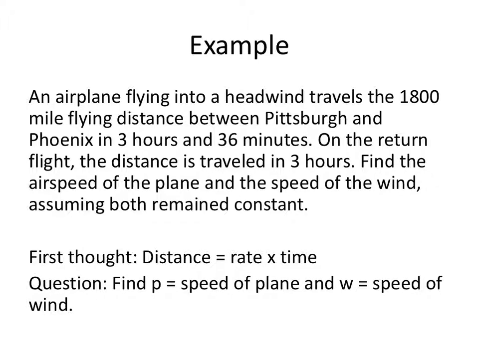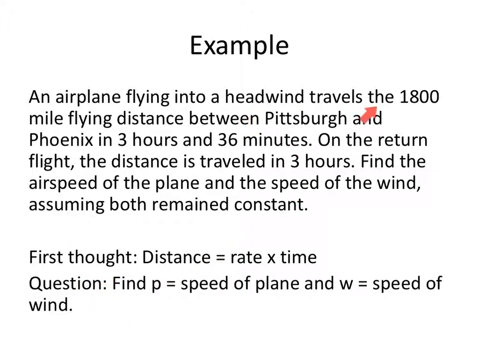Alright, so what can make systems of equations better? Word problems. An airplane flying into a headwind travels the 1,800-mile flying distance between Pittsburgh and Phoenix in 3 hours and 36 minutes. On the return flight, the distance is traveled in 3 hours. But keep in mind, Pittsburgh and Phoenix have not drifted from each other. They're the same distance apart, 1,800 miles. Find the airspeed of the plane and the speed of the wind, assuming both remained constant.